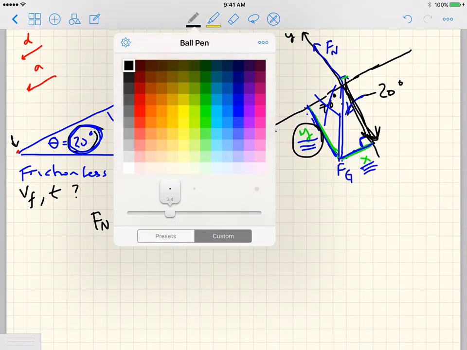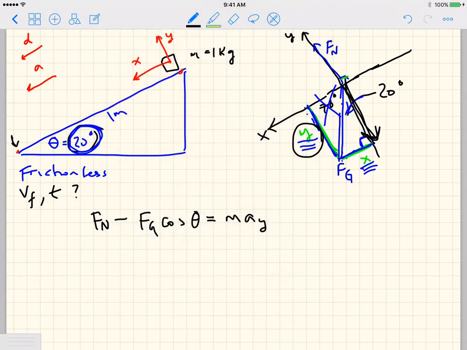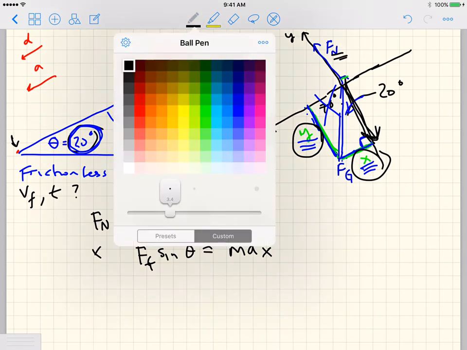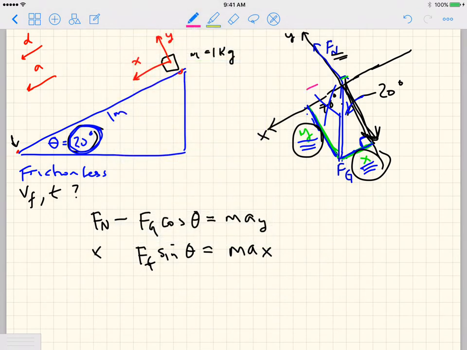Now, let's do the X direction now. In the X direction, we have only this component. So we have the force of gravity times the sine of this angle is equal to the mass times the acceleration in X. There is no component of the normal force that's along the X direction, so we don't have anything there. Okay, good.